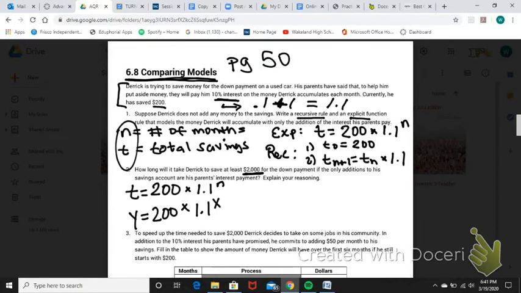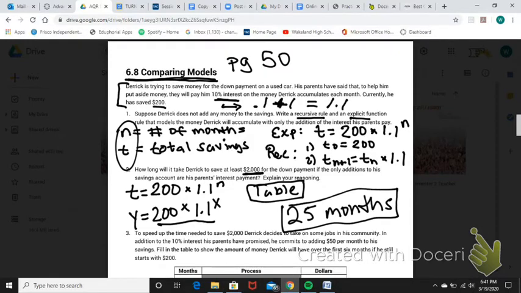You're going to go to y equals and type this function into your y equals, so 200 times 1.1 to the x power. And then you're going to go and look at the table, and then you're going to get your final answer there. When you do it, you're going to get 25 months, so a little over 2 years. So if he doesn't add anything to it and it constantly grows, it's going to be 25 months before he has at least $2,000.